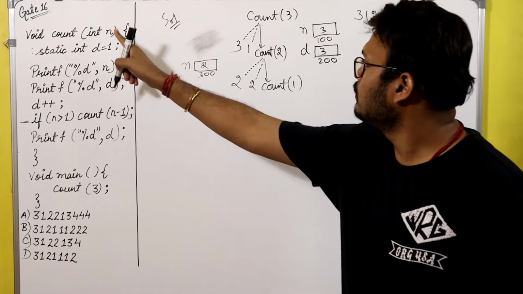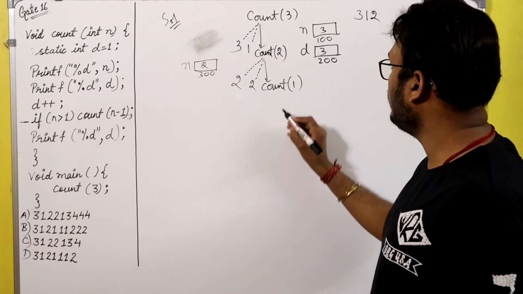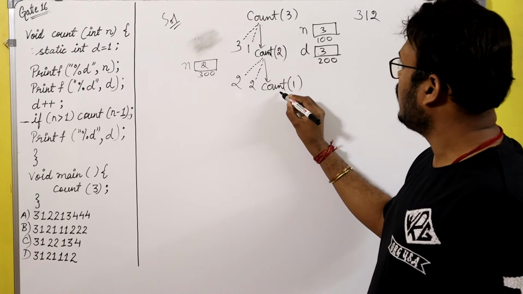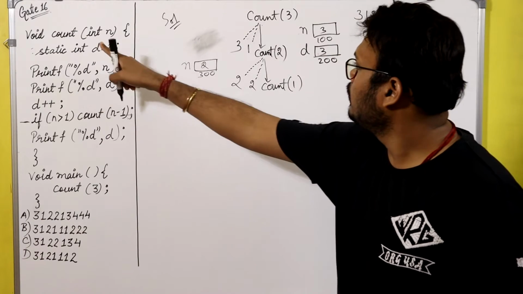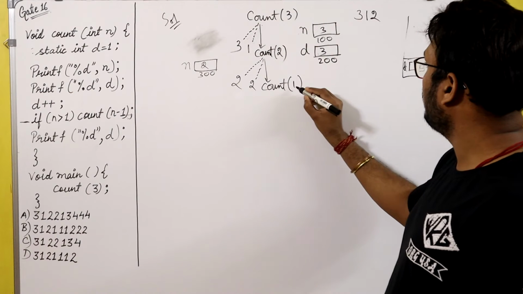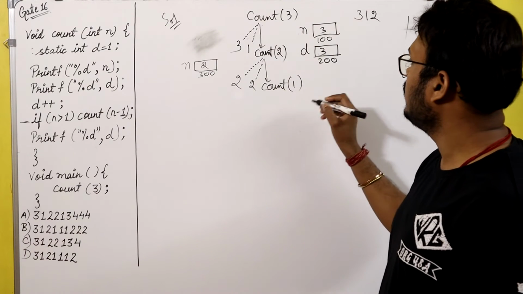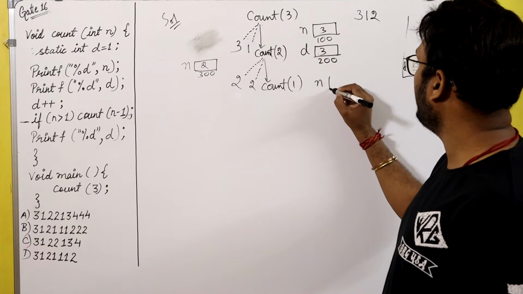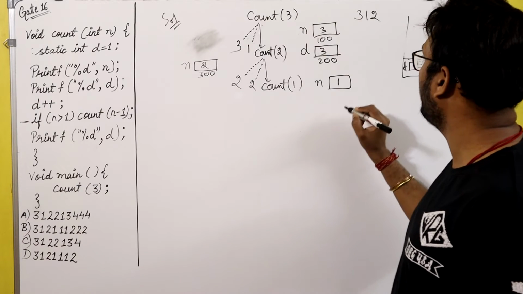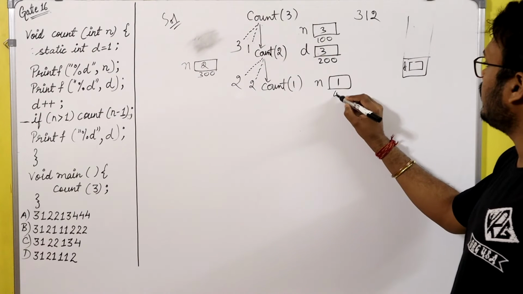Again, the count function is called here. So now, again, you see here, int n. It means a local variable n for this count function is there, and it will receive the value 1. And its address is say 400.